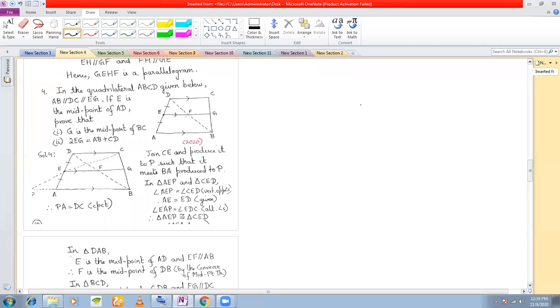So in this figure, E is given to be the midpoint of AD. You need to prove two things. First, you need to prove that G is the midpoint of BC, and you need to show that twice EG is equal to AB plus CD. Let us try to draw this rough figure here.